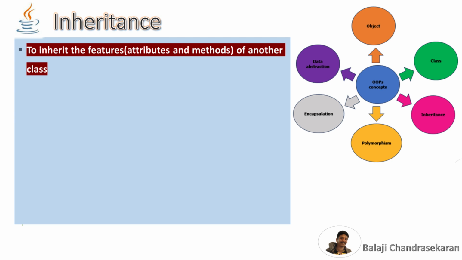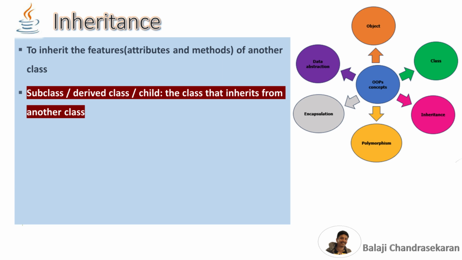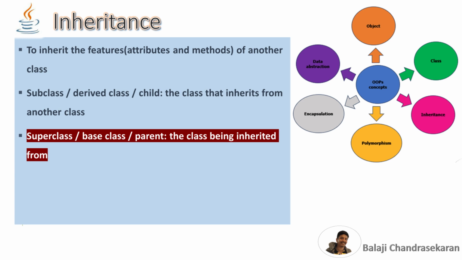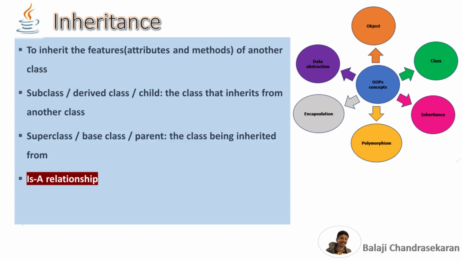Inheritance is a mechanism in Java by which one class is allowed to inherit the features, fields and methods, of another class. We group the inheritance concept into two categories. Subclass or derived class or child is the class that inherits from another class. Superclass or base class or parent is the class being inherited from. When a class inherits from another class, it means the subclass is a type of the superclass. The is-a relationship helps in promoting code reuse, establishing a hierarchy, and facilitating polymorphism.